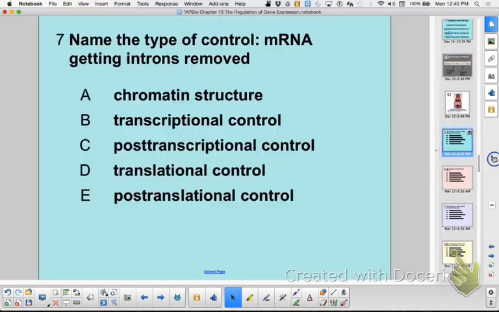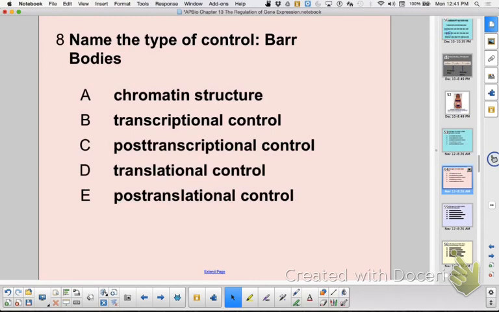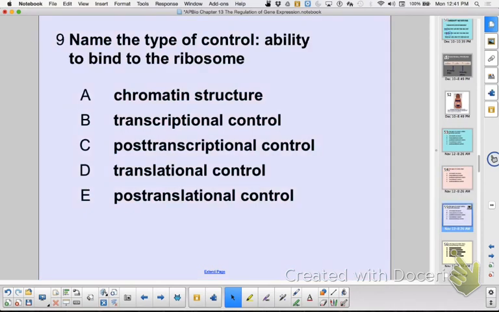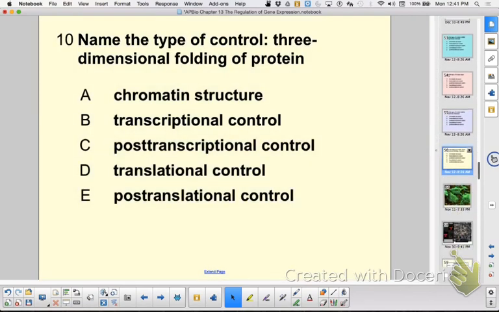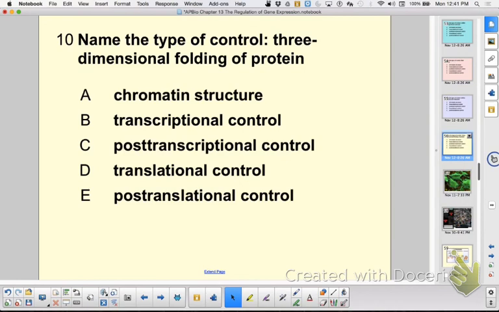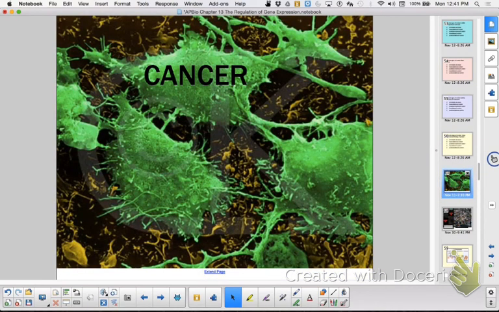Okay, and then I had some clicker questions on here. So what kind of control is it where the mRNA is getting introns removed? That's post-transcriptional. Bar bodies is chromatin structure. Yeah. You're welcome, sweetheart. Ability to bind to the ribosome. Translational. Folding pattern. Post-translational. And then I've already talked to you about cancer. We've learned about those genes. And that's the end. Yay!